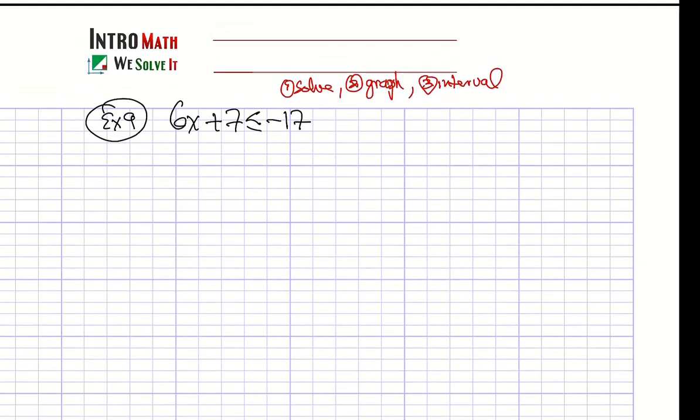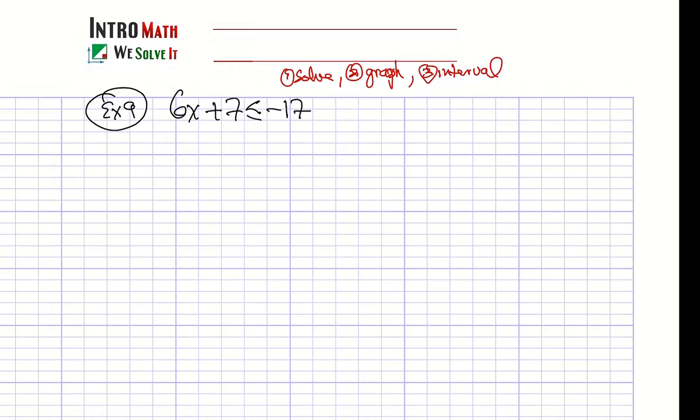Okay, here is number 9 of our problems. Number 9 says 6x plus 7 less than or equal to negative 17, right? Alright, so we'll knock that out quick. So always keep in mind we'll solve, and then we'll graph it, and then we'll put it in interval notation, okay? Those are the 3 things we're gonna do. That's why I wrote that up there.